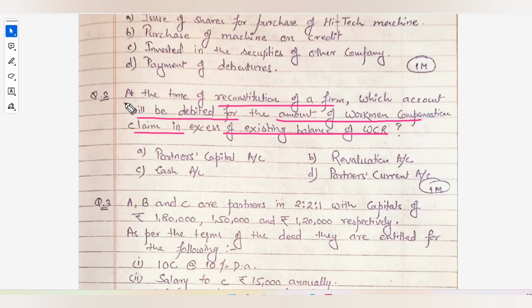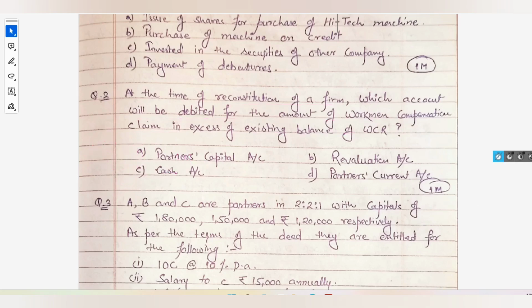First of all, just concentrate on this statement. It is clearly given that the workman compensation claim is in excess. Suppose a certain amount of workman compensation reserve is given in the question, like 10,000, but the claim exceeds the reserve. Suppose the claim is equal to rupees 12,000. So the amount of claim against workman compensation is exceeding the amount of workman compensation reserve existing in the balance sheet.